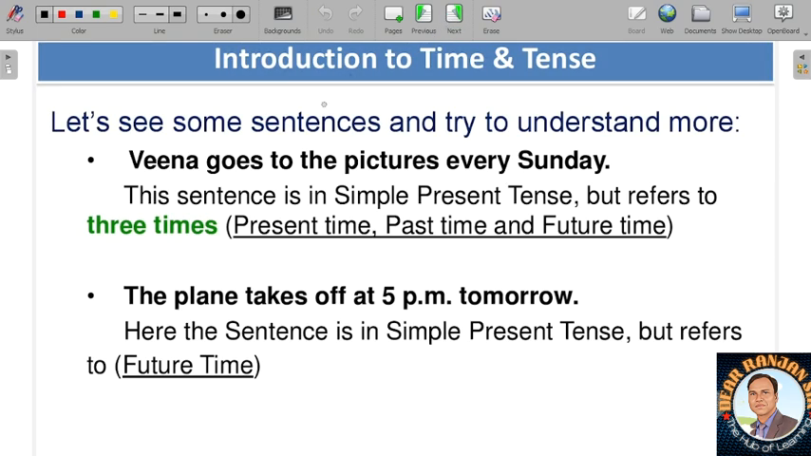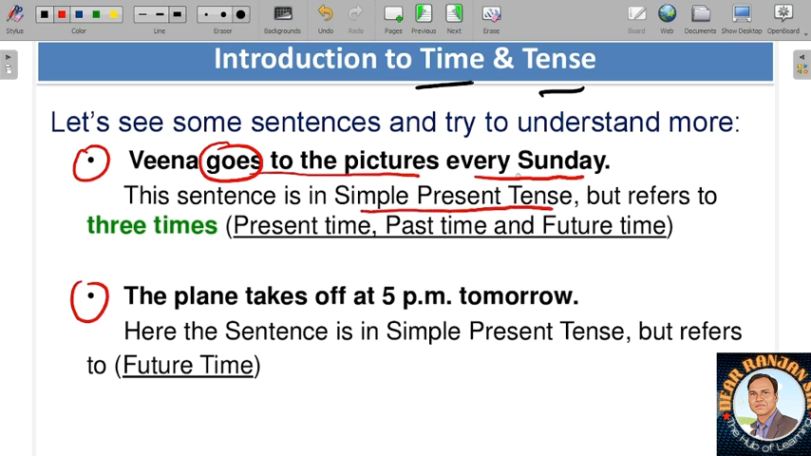Here, to understand the difference between time and tense, let's see two sentences and try to understand exactly how they differ from each other. First one is, Veena goes to the pictures every Sunday. This sentence has the verb goes, indicating that it is in simple present tense. But when we see the time, this shows three times: present time, past time and future time.